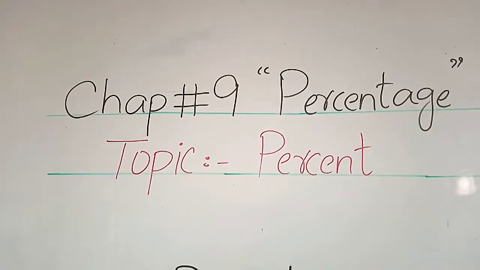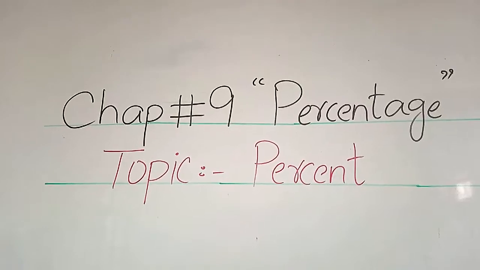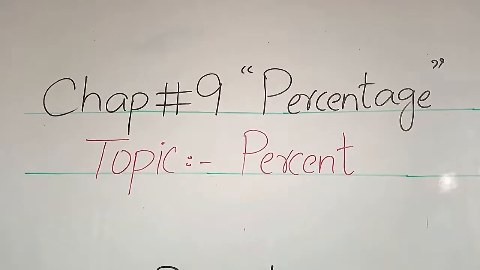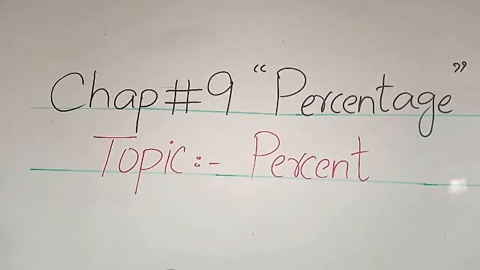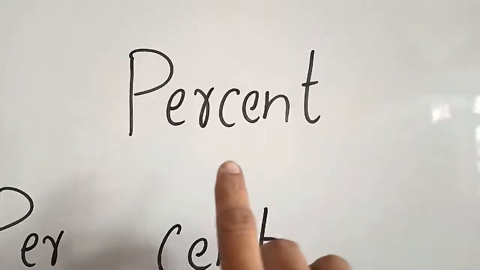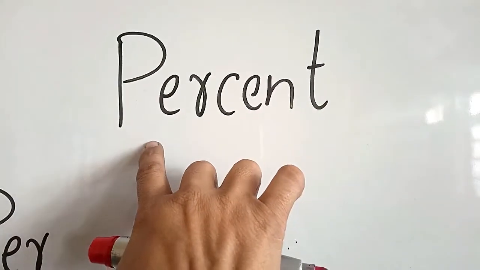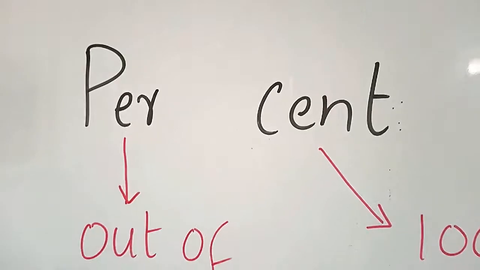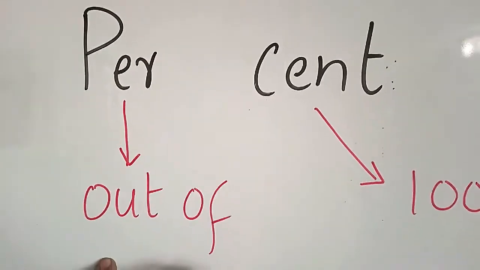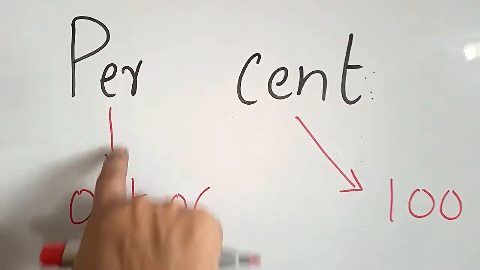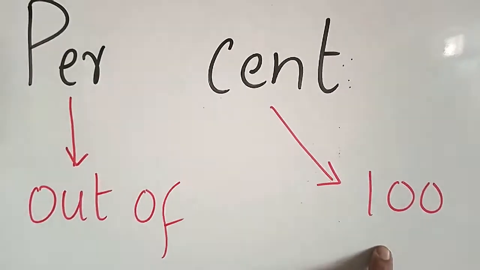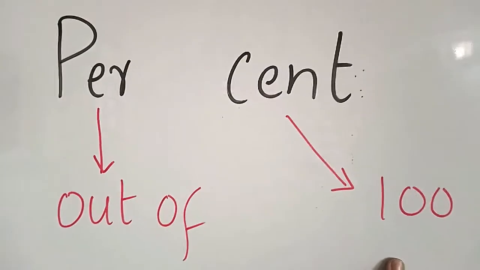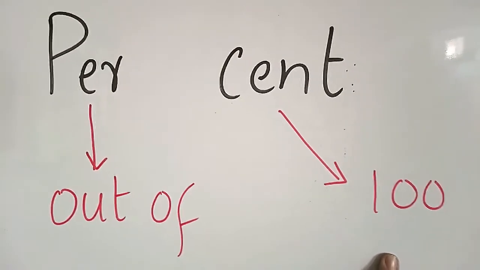Today we are having chapter number 9, percentage, and today our topic is percent. First of all, I will tell you what the percent means. Percent is the combination of two words, per and cent. Per means out of, and cent means 100. It means whenever we find any quantity out of 100, we have to find the percentage of the given number.